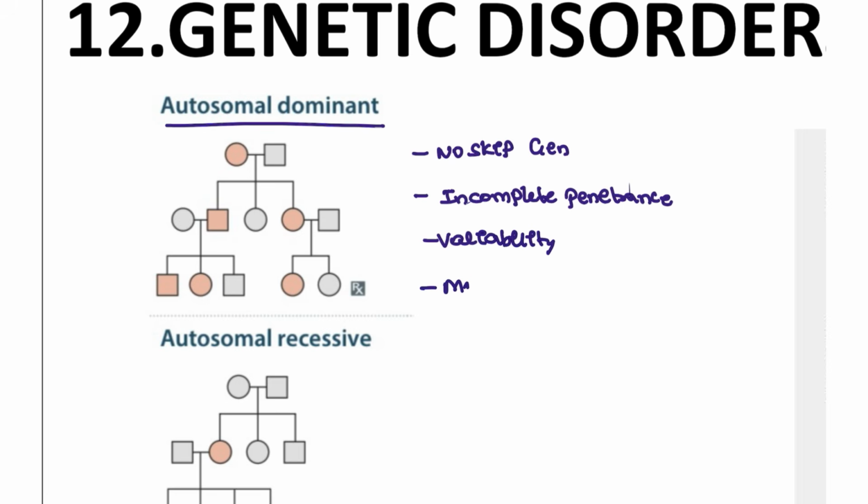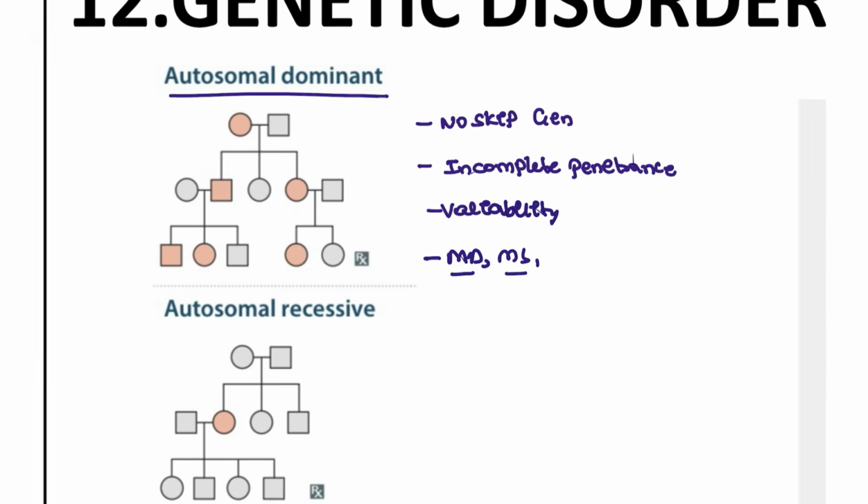Examples are myotonic dystrophy and Marfan syndrome, and also conditions that are not enzyme related, all of which will be considered autosomal dominant conditions. One of the examples is myotonic dystrophy and also Marfan syndrome.